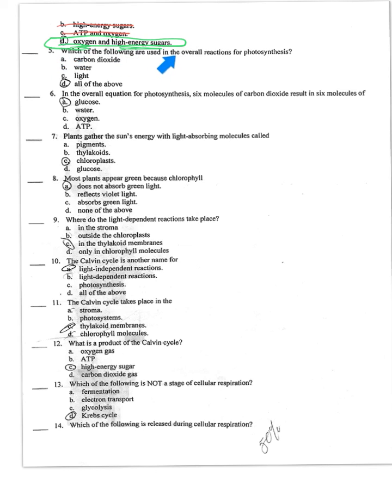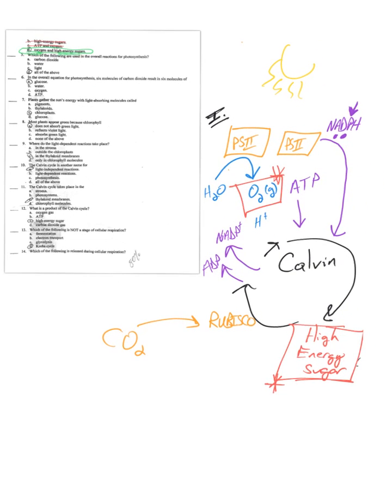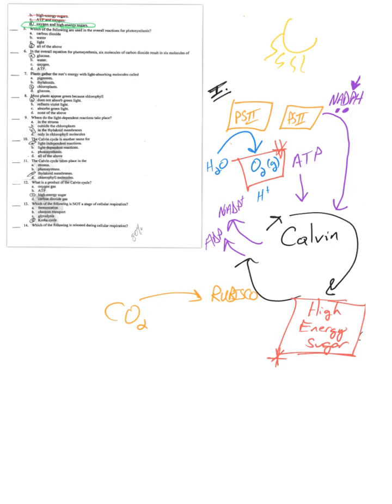Which of the following are used in the overall reactions for photosynthesis? Used, and we just talked about it, so we know we're using carbon dioxide. Where do we use carbon dioxide? We're using it here, right? We're using carbon dioxide here in the Calvin cycle. Rubisco's taking it up. Where are we using water?